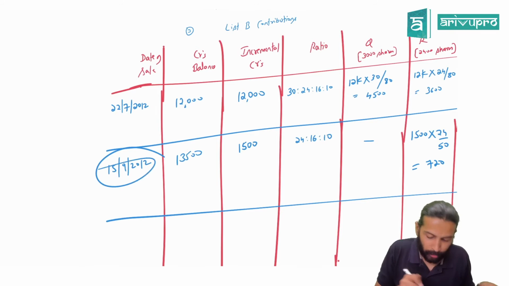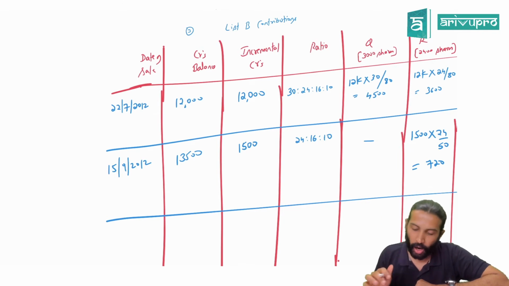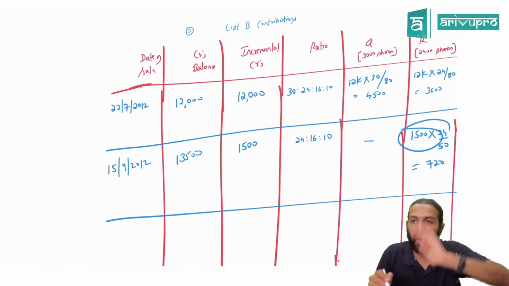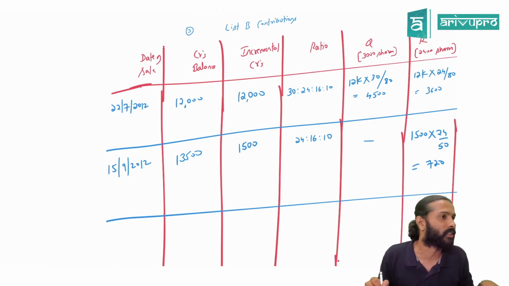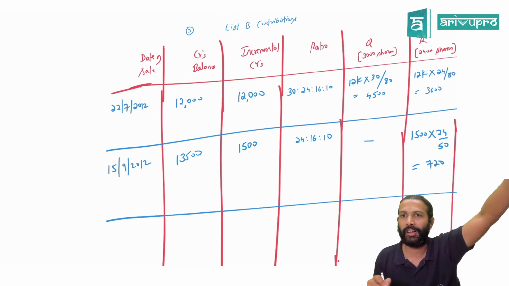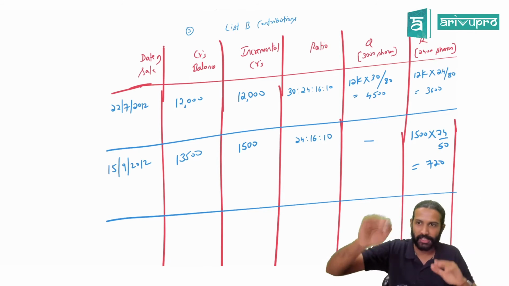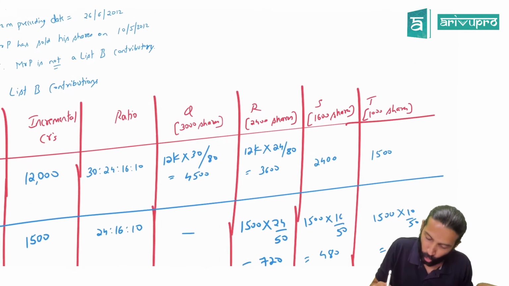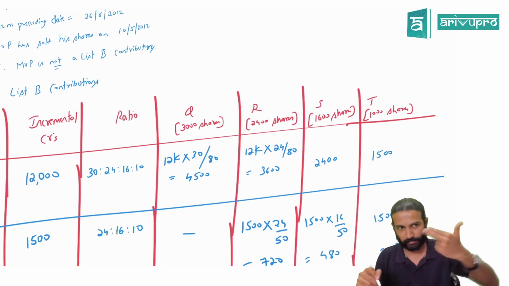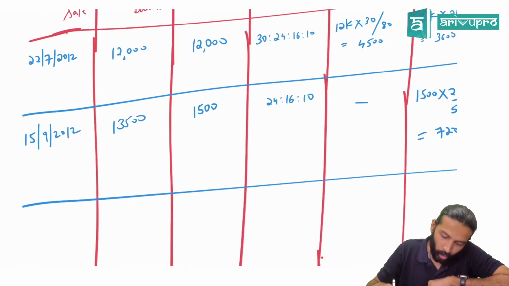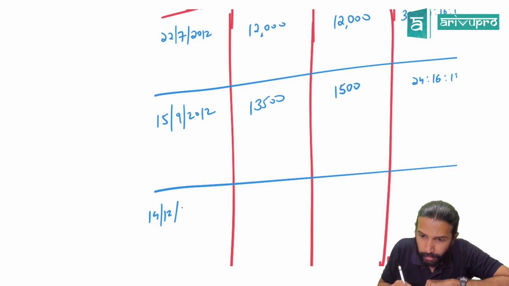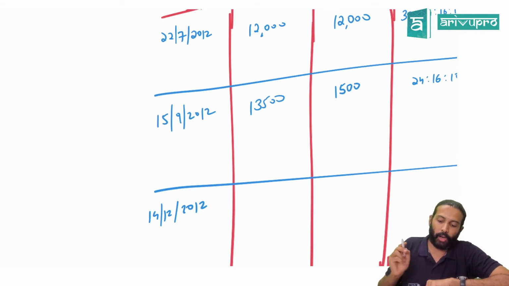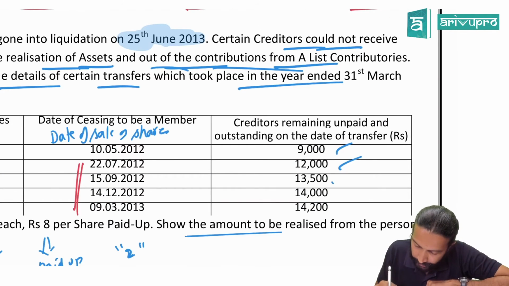Okay, one minute, hang on. Sir, on 15th September, who sold the shares? R. After this, if any liability increases, will R pay even a single rupee towards that, or will he say, I am not responsible? He will say, I am not responsible. That means next, who will share the liability? Only S and T. That's how it goes. What is the next date of sale, sir? 14th December 2012. Check on 14th December, what was the creditors' balance, sir?